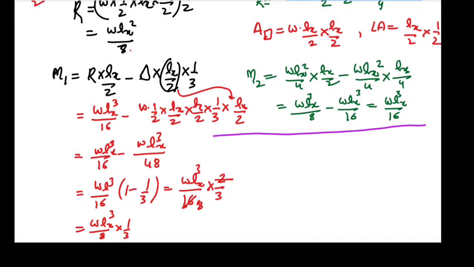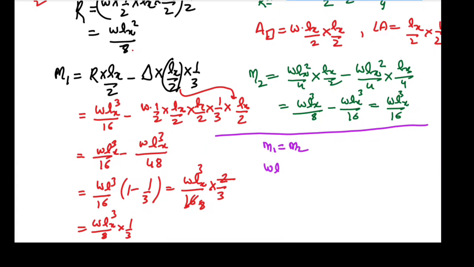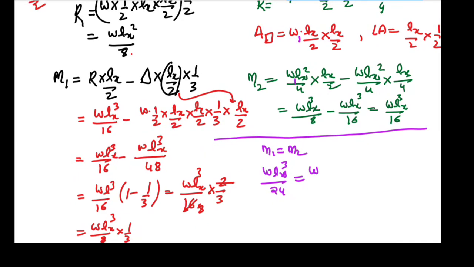So let's do that. M1 is equal to M2, W Lx cube by 24 is equal to W1 Lx cube by 16. This is everywhere W1, not W. Just don't get confused, both are different because one is triangular loading, one is rectangular loading, so that's a difference. So we have to evaluate what is W1. So W1 is equal to 2 by 3 of W.